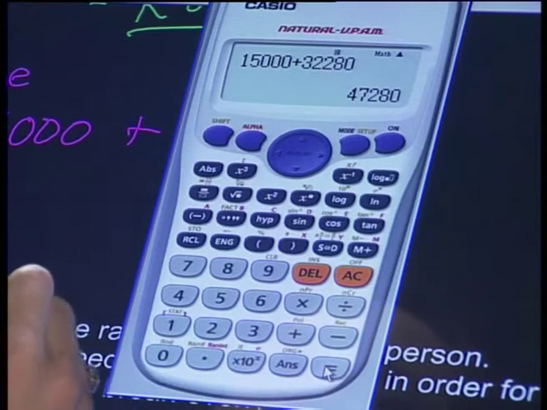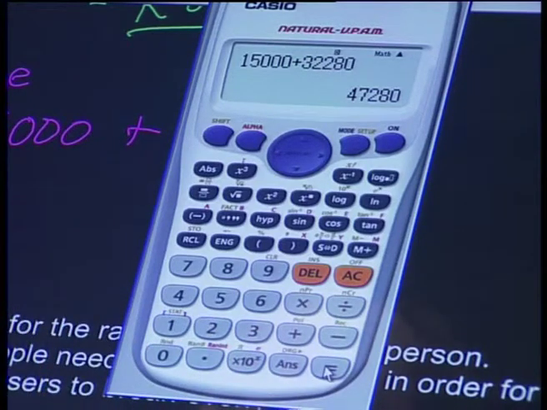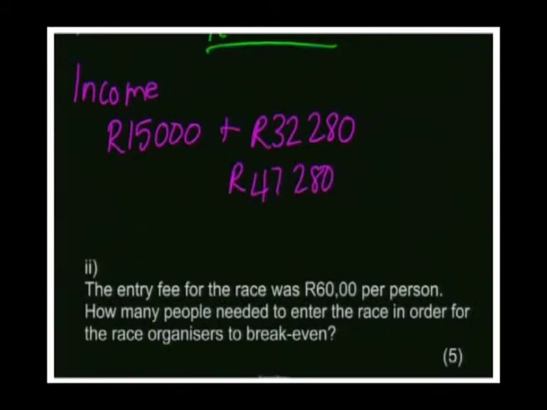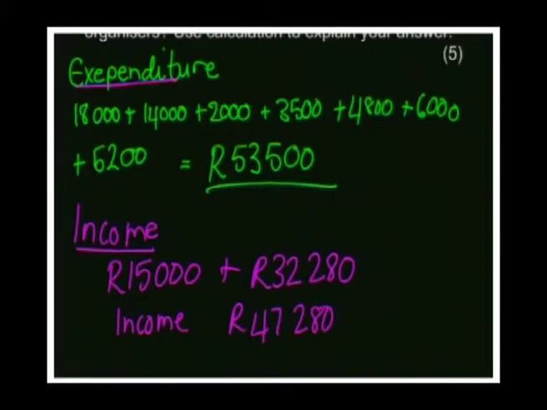$32,280, and together we get 47,280. And that is our income. Now, to see if we are financially successful or not, we have to say, well, our income minus our expenditure, and see if we get a positive amount, our income is more than our expenditure. If we've gotten a negative amount, it means that we've spent more than we've gotten in.